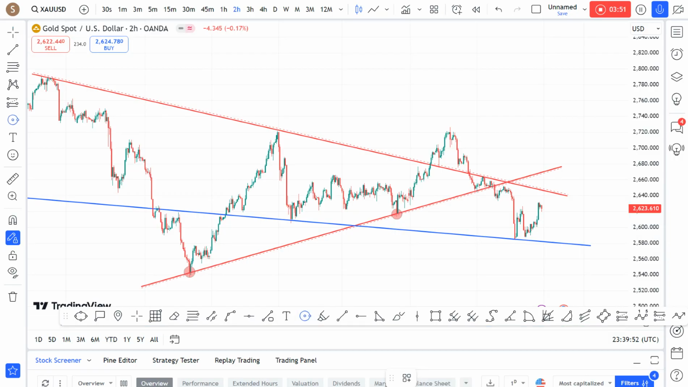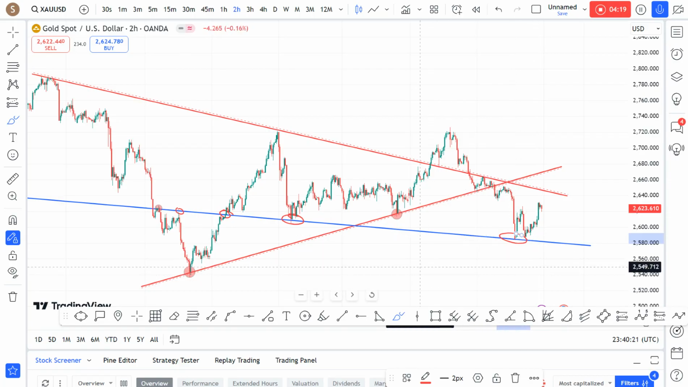So we have here our resistance structure, break of the resistance structure, retest, retest. Why is this important? After price started from 2,721, this is where selling stopped and upticking began. So price came down to do the same thing.